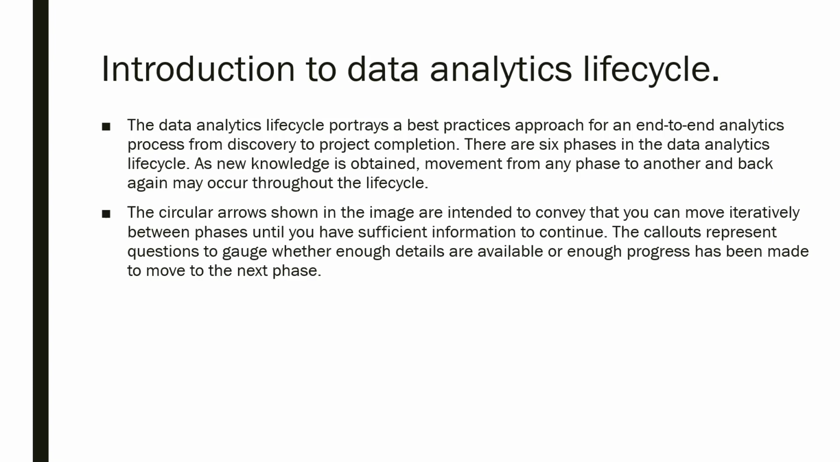There are 6 phases in the data analytics lifecycle. As new knowledge is obtained, movement from any phase to another and back may occur. So you might go from the first phase to the second phase. You might need some more information as you realise when you're going through the second phase. Then you might drop back to the first phase and so on. The circular arrows shown in the image are intended to convey that you can move iteratively between the phases.